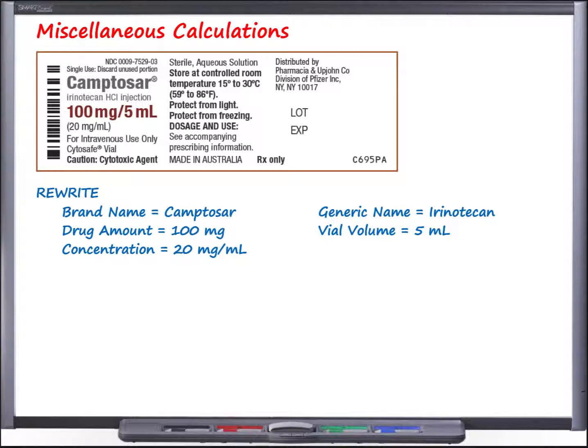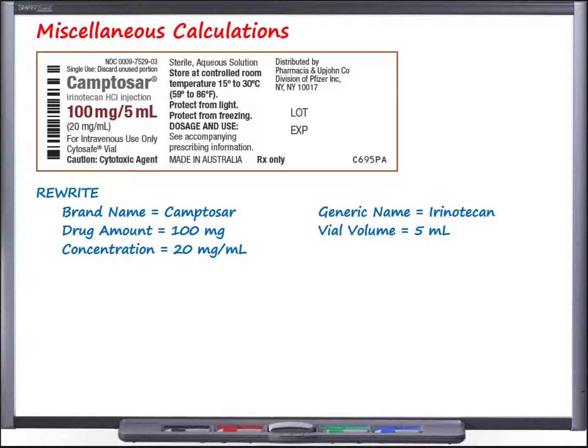Okay. Other information to point out on this vial that's important would be that this is a medication that can only be used intravenously. It says for intravenous use only, which means you can't administer it via intramuscular injection or subcutaneous injections or other forms of administration. It's only IV. Okay, and that's because it also states that it is a cytotoxic agent, meaning it is a chemotherapeutic agent.